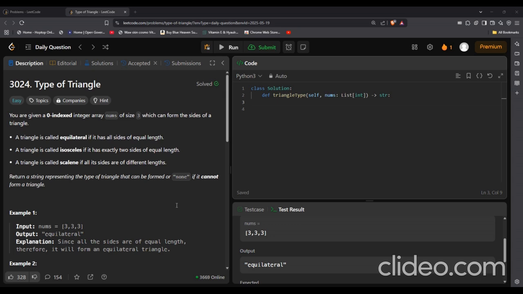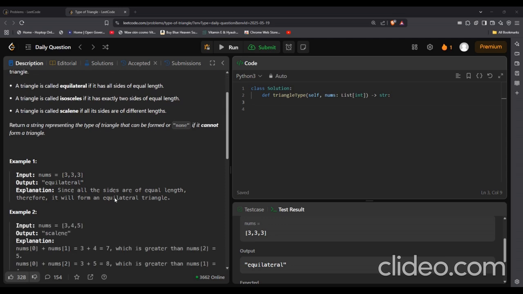You are given a zero indexed integer array nums of size 3 which can form the sides of a triangle. A triangle is called equilateral if all of its sides are equal. A triangle is called isosceles if it has exactly two sides of equal length. A triangle is called scalene if all of its sides are of different lengths. And there's a special case: return a string representing the type of triangle that can be formed, or none if it cannot form a triangle.